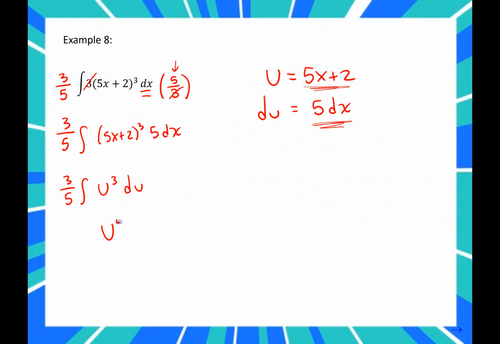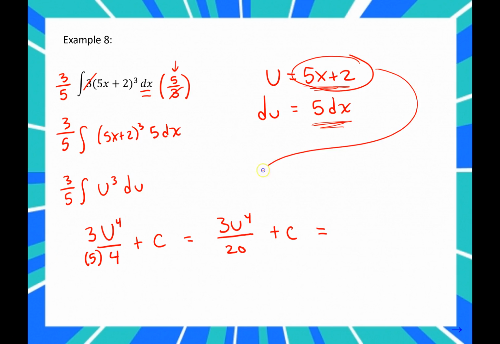Integrating this, I get u to the 4th over 4. I drop down my 3/5. Don't forget my plus c. Let's see if we can reduce this at all. This is going to be 3u to the 4th over 20. And I don't think that reduces. Next thing I'm going to do is plug my u back in terms of x. So I'm going to have 3 parentheses 5x plus 2. Don't forget my power of 4 all over 20.